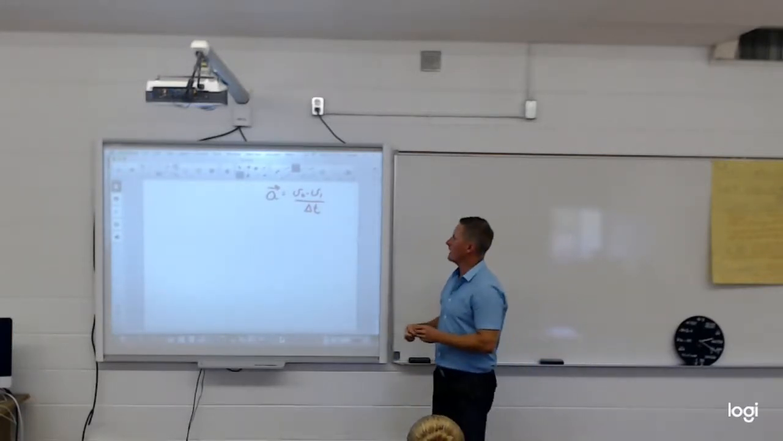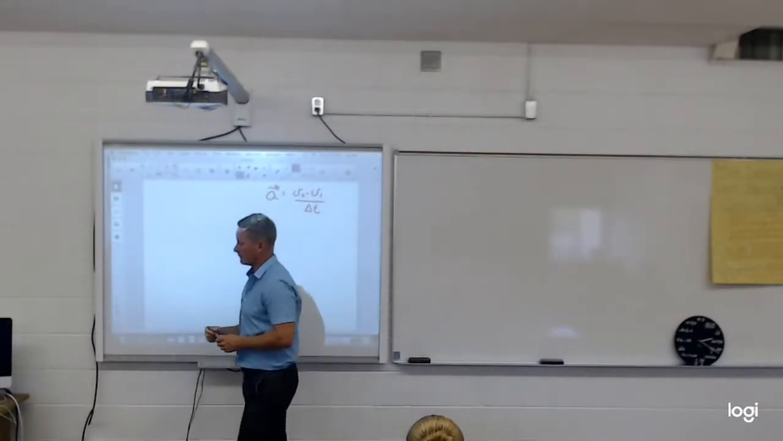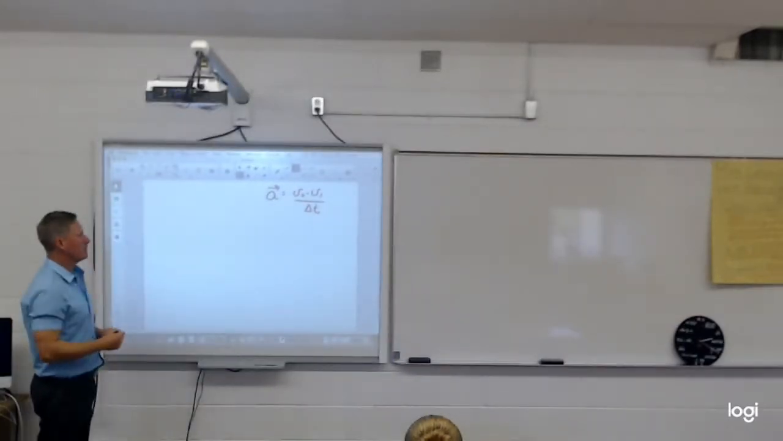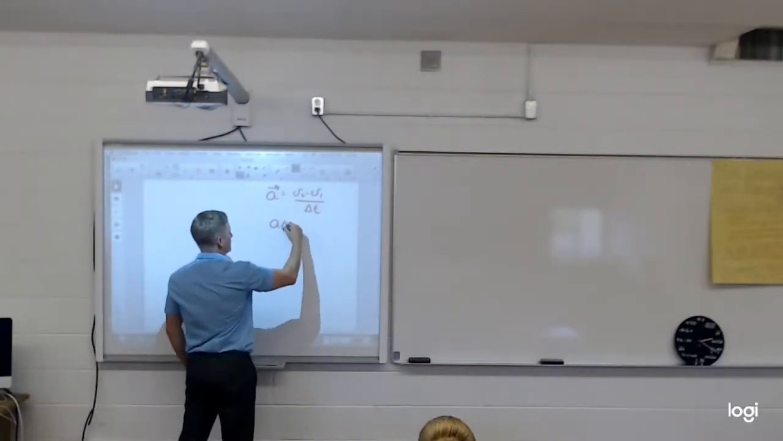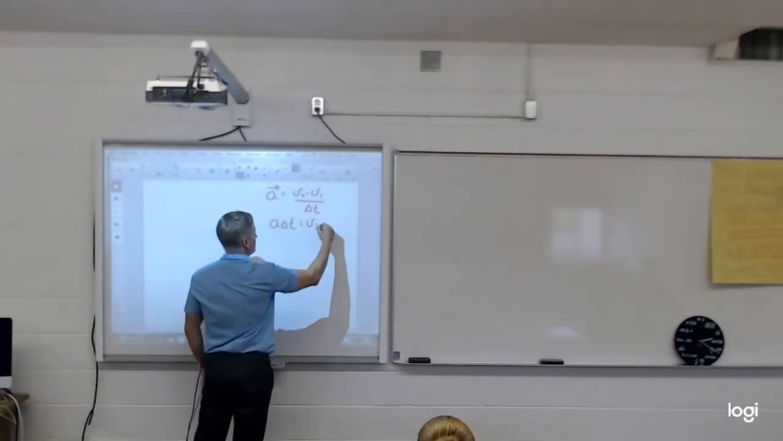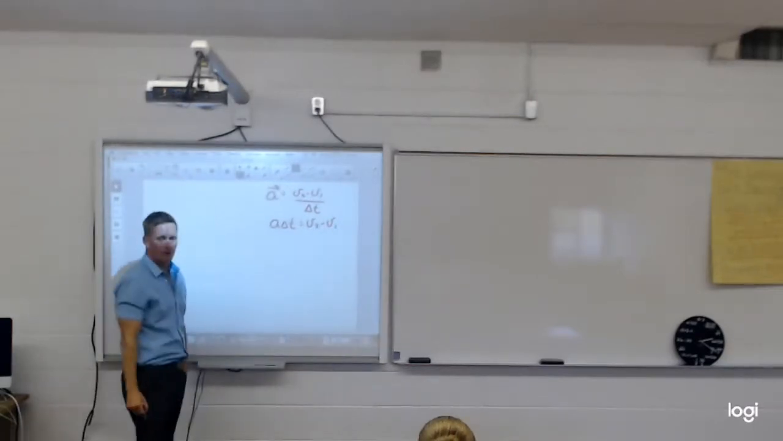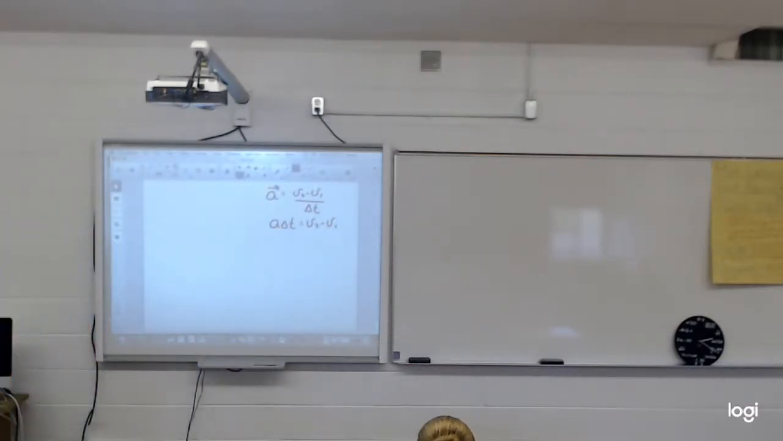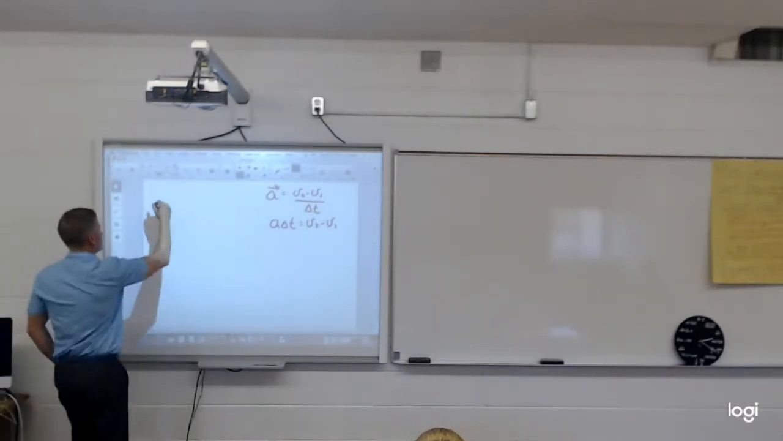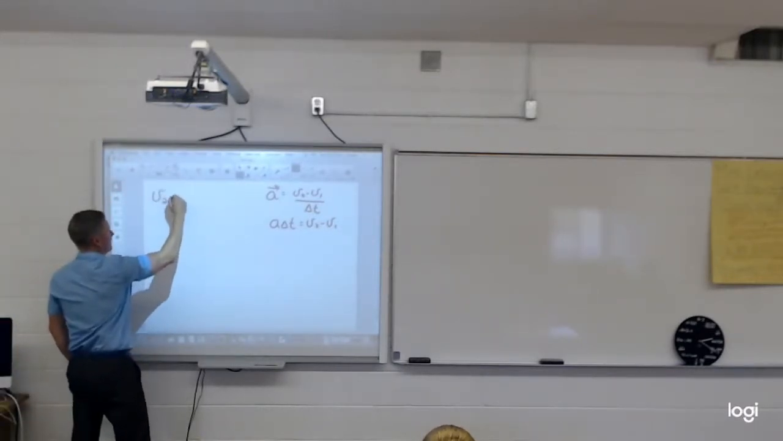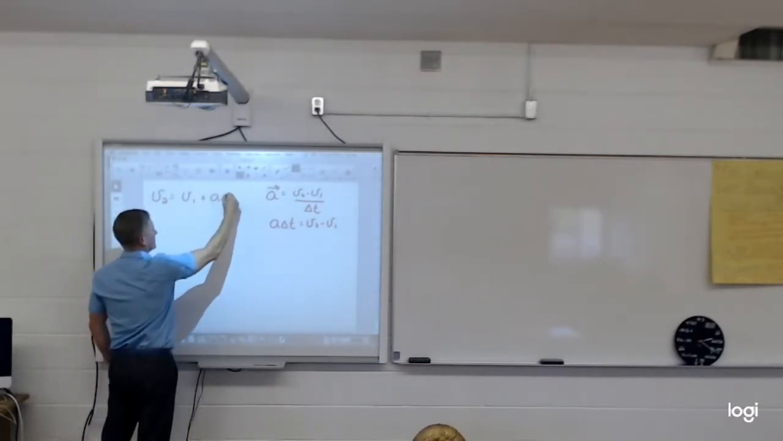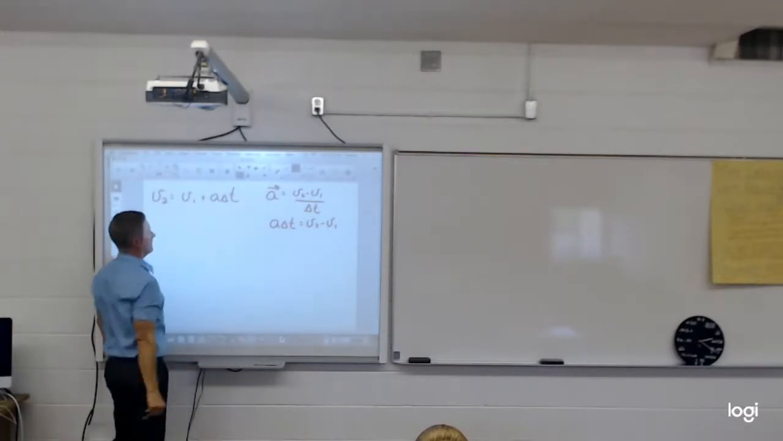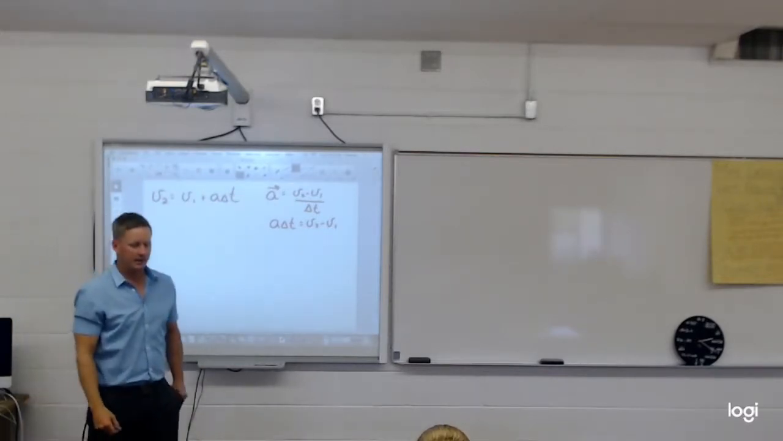So the first thing I need to do is do what? Get rid of your time. Get rid of my time. So I'm going to multiply the time up to the other side. So I'd end up with a delta t equals v2 minus v1. And then I need to isolate v2. So I want to get v2 by itself. So add v1. So the first equation that you're going to write down in nice big letters is v2 equals v1 plus a delta t. All right?